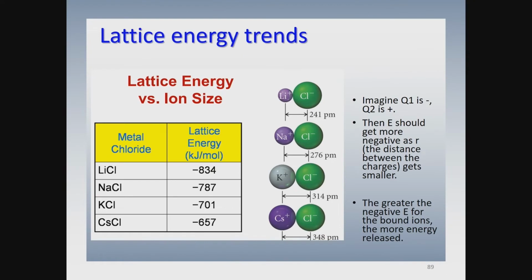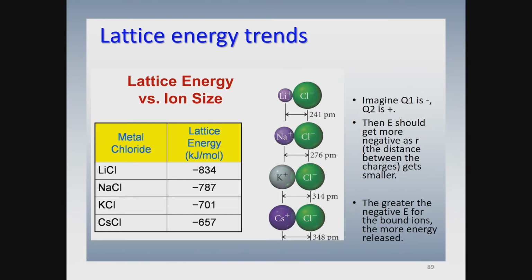What we're looking at is 4 different ionic compounds. One ionic compound is lithium chloride, another is sodium chloride, another is potassium chloride, and another is cesium chloride. The values you see on the right are the energies that are released when you take those free ions and bring them together to form the solid compound. What I want you to see is that as we go down this list of solid ionic compounds, the magnitude of energy released is getting less and less.